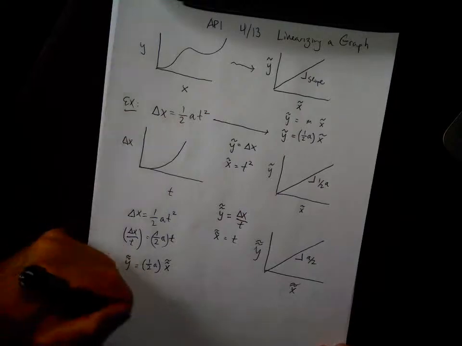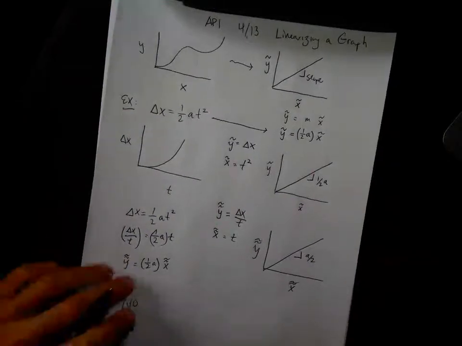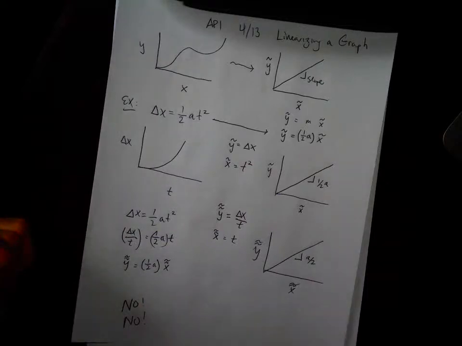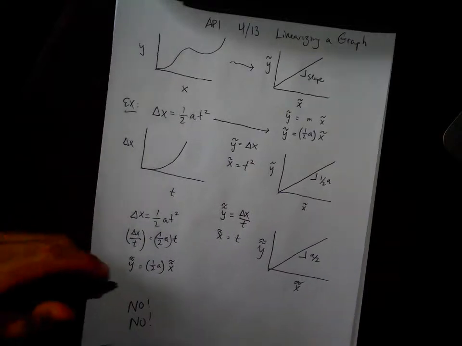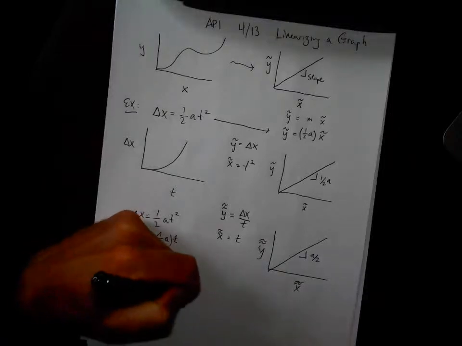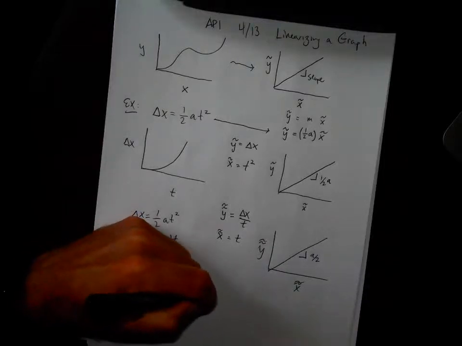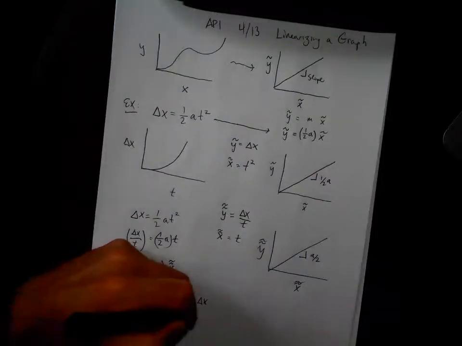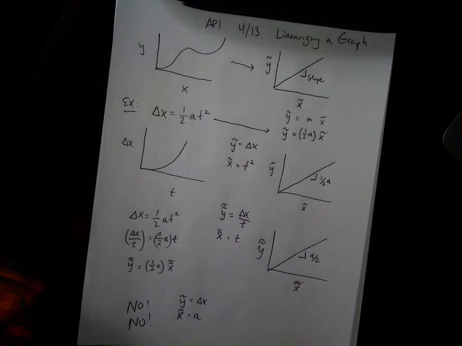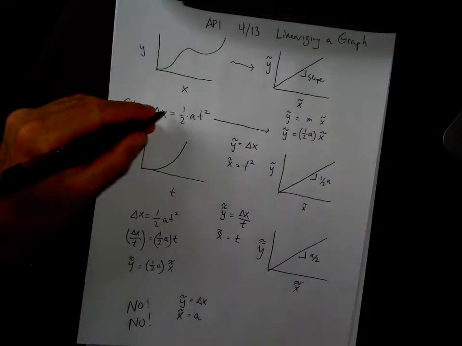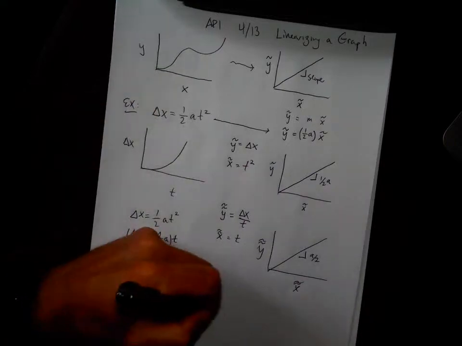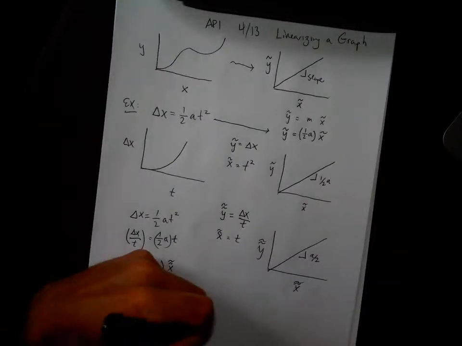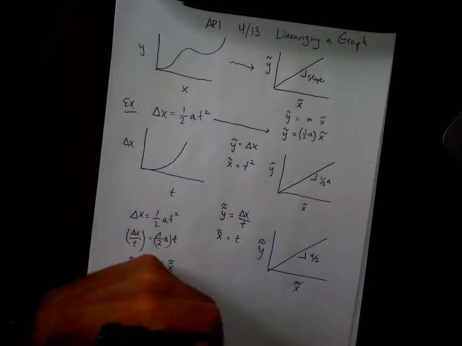So let me give you an example of a no-no. You might think that this makes sense, but this is a no-no. A no-no might be, what if I let y squiggle equal Δx, and then x squiggle equal the acceleration? What if I did that? Then what is my equation going to become? That means that my equation would be y squiggle = t²/2 times x squiggle.